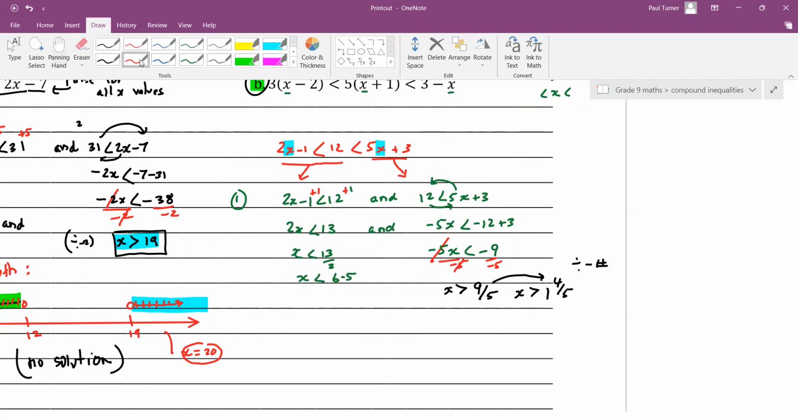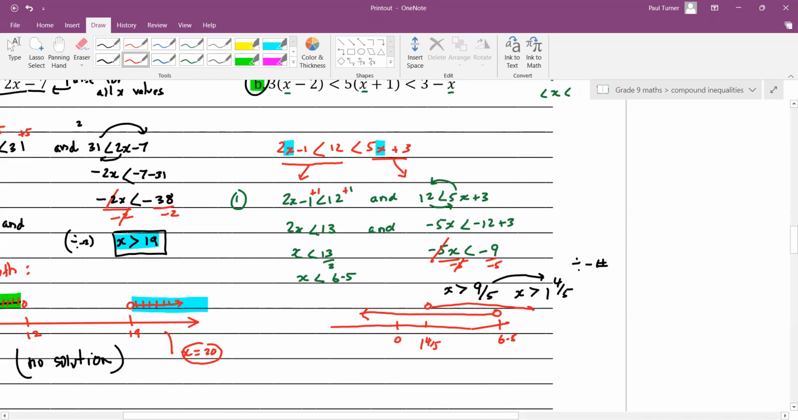So if we looked at this question here, let's make a number line. So we've got 0, we've got 1 and 4/5, and then we've got 6 up here somewhere. And it says that x must be less than 6.5 going in this direction, but x must be greater than 1 and 4/5. So go in the opposite direction.